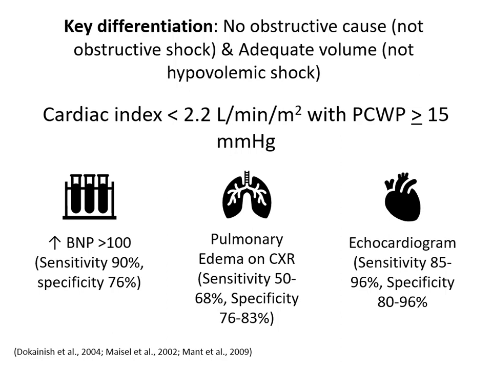By definition, the cardiac index is less than 2.2 liters per minute per meter squared, with a pulmonary capillary wedge pressure greater than or equal to 15 millimeters of mercury. Other things that are suggestive of cardiogenic shock include an elevated brain natriuretic peptide, or BNP, greater than 100, pulmonary edema on chest X-ray, and an abnormal echocardiogram.